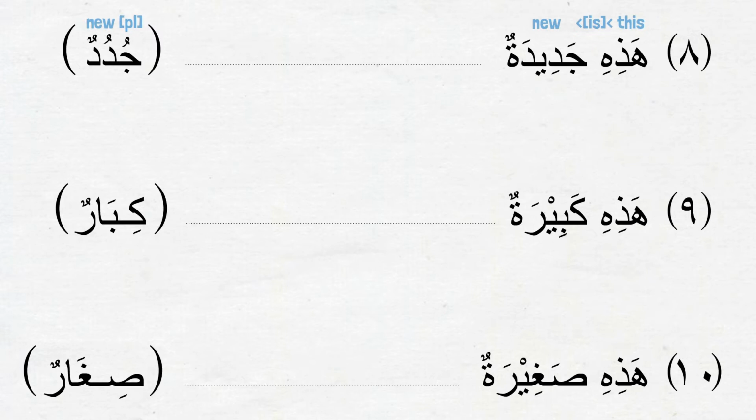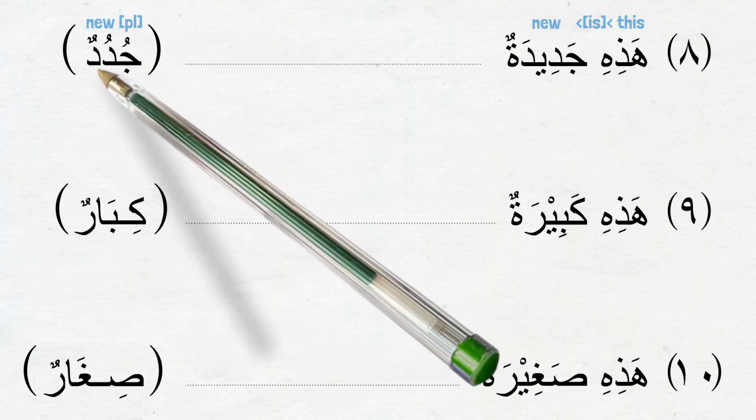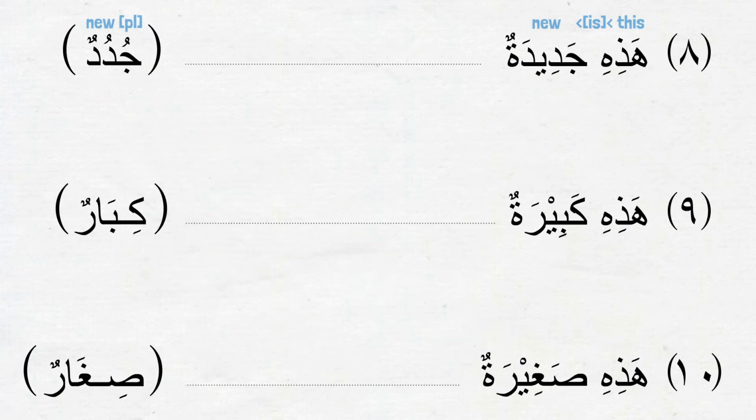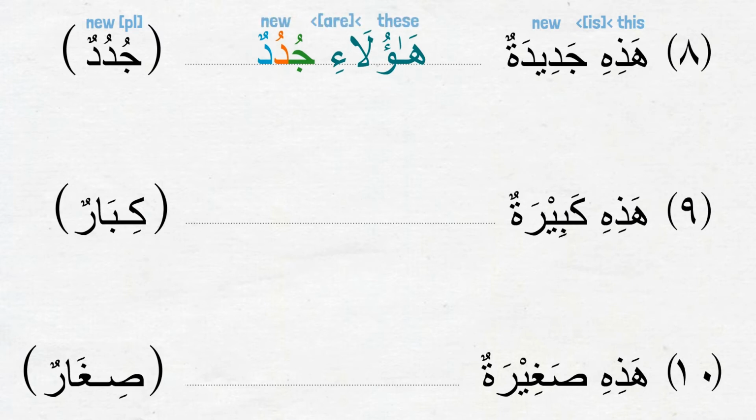So what we are learning here is that some words may have same broken plurals in both mudhakkar and muannath jins. As in here, the ism jududun is the plural of jadidun and jadidatun. Then these are new in Arabic will be haula'i jududun. Because both haula'i and jududun are gender neutral words, we can use the same sentence for both mudhakkar and muannath pluralism.